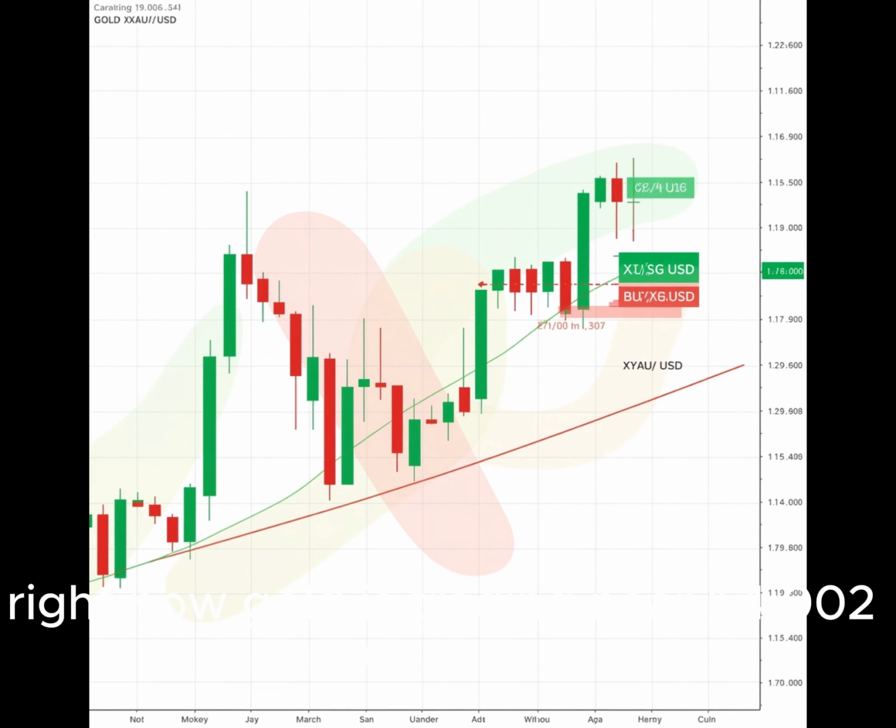6. Buy and sell strategy. Let's break this down into actionable strategy levels for active traders. Buy setup. Entry zone between $3,985 and $3,990. Stop loss below $3,970. Targets: $4,020, $4,045, and $4,080.